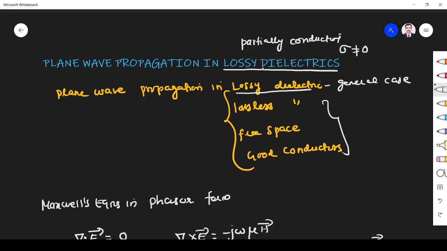So what happens when a plane wave propagates through this dielectric? When it propagates through the dielectric, the wave loses its power. Let us see how it happens. So when a plane wave propagates through a medium and loses its power, the material which possesses this character is known as a lossy dielectric. That is a very, very important point.